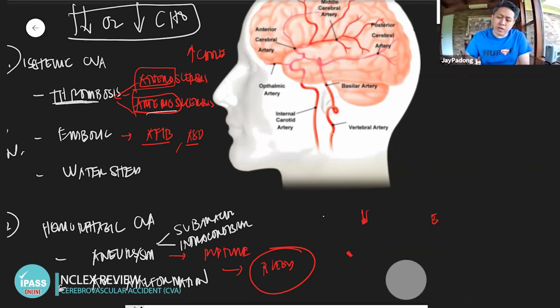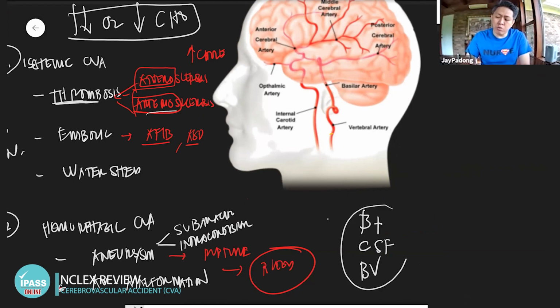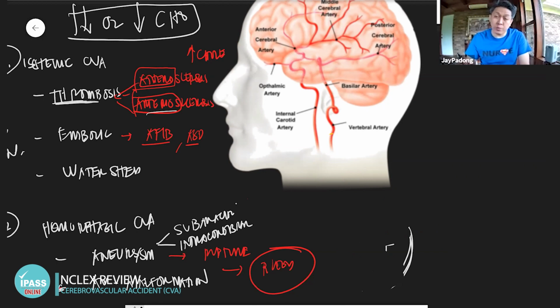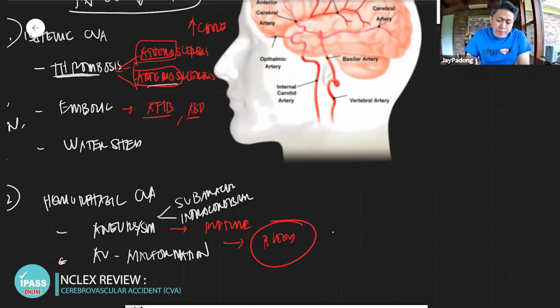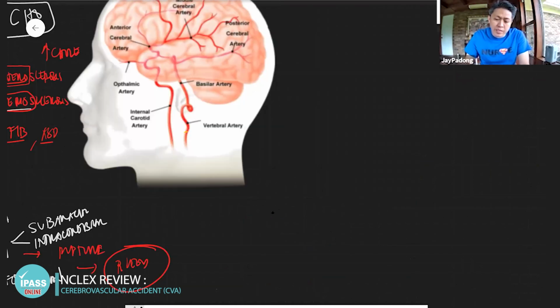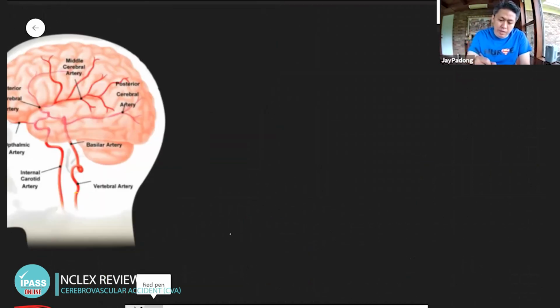Most important structures in your brain are what? Your brain tissues, CSF, and your blood vessel. Anything to do with these factors or tissues will cause you to have problems in your brain. That is where the symptoms arise, especially increase in your intracranial pressure. So let's move on to your mechanism. In terms of mechanism, before we talk about your signs and symptoms.